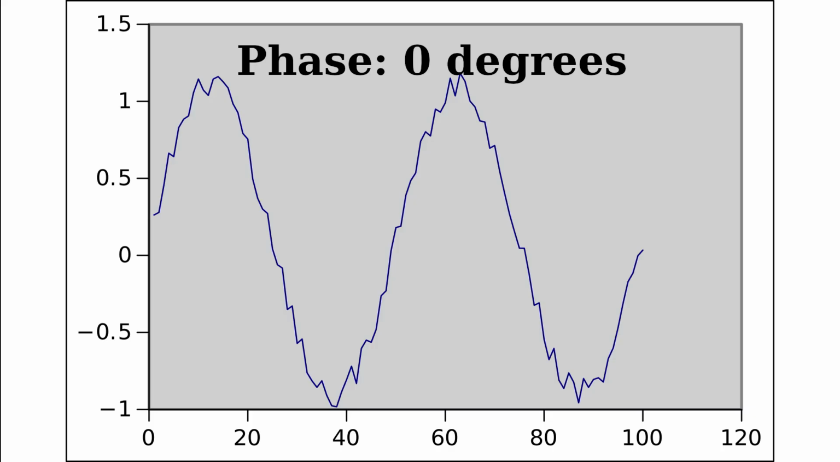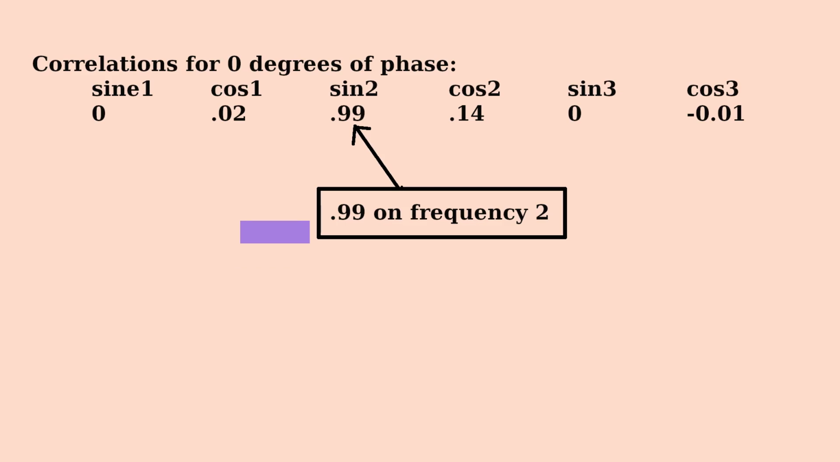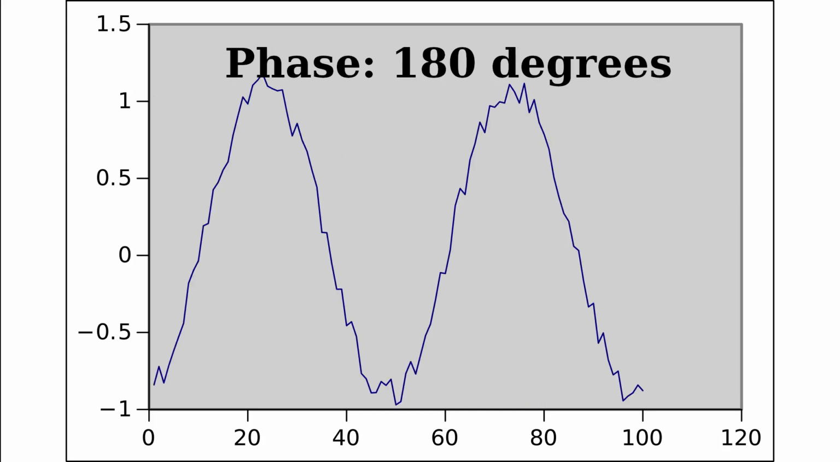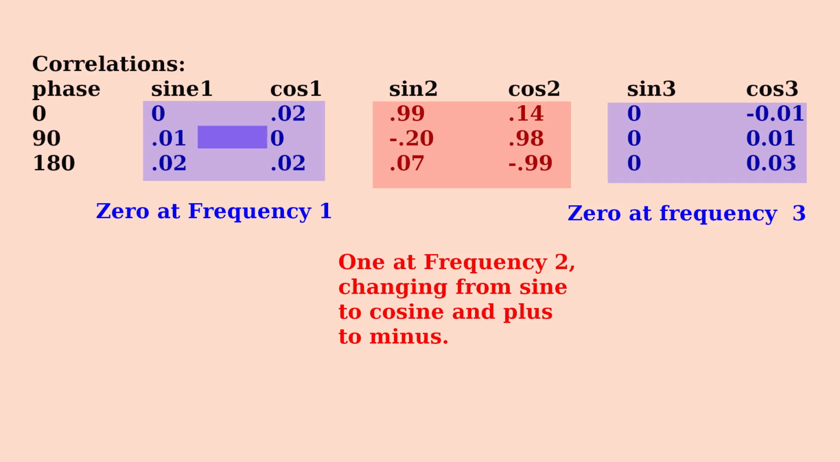Here is a slightly randomized cyclical function with a frequency of 2 and phase of 0. Here are the sine and cosine coefficients for frequency 1, 2, and 3. The highest probability is for a sine of frequency 2. Here the phase is 90. Here it's 180. The frequency is always 2, but the highest coefficient shifts from sine to cosine and positive to negative. This shows the principle with only 3 frequencies and the correlation coefficient.